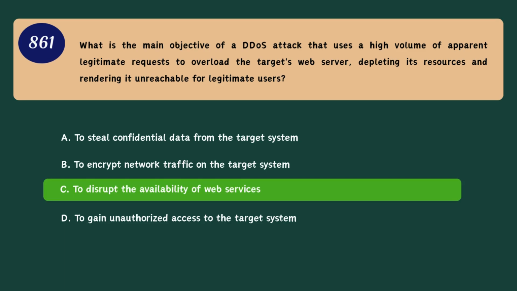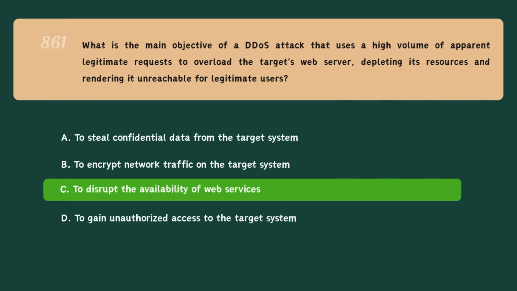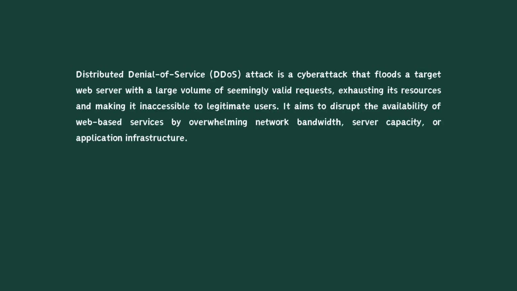Correct answer. C. To disrupt the availability of web services. Distributed denial of service attack is a cyber attack that floods a target web server with a large volume of seemingly valid requests, exhausting its resources and making it inaccessible to legitimate users. It aims to disrupt the availability of web-based services by overwhelming network bandwidth, server capacity, or application infrastructure.